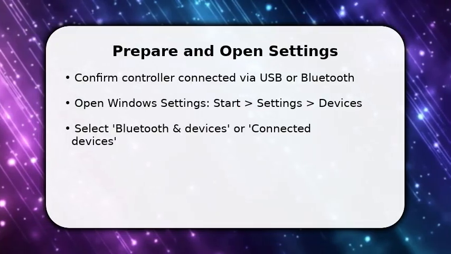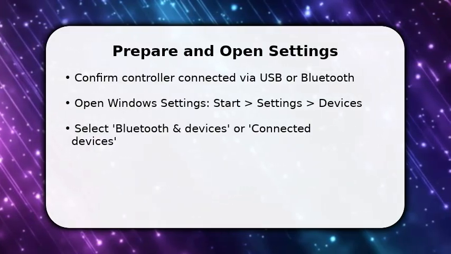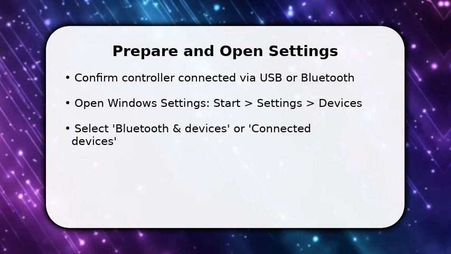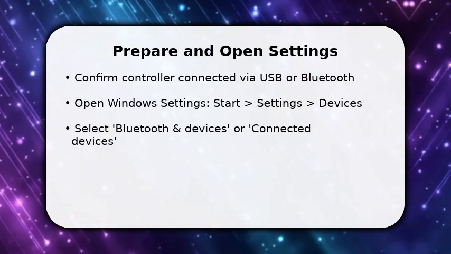You've connected the Xbox controller. Now act. Open Settings from Start, then choose Devices and go straight to Bluetooth and Devices. Once there, make sure the controller appears under Paired or Connected Devices.